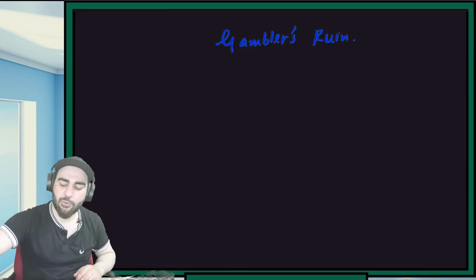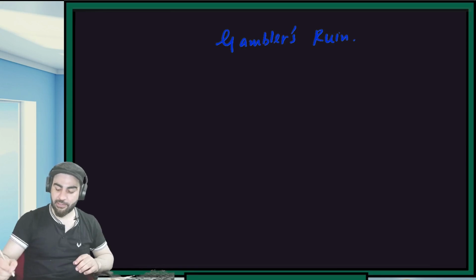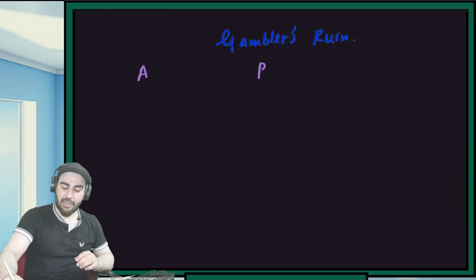The problem that we'll do next is called the gambler's ruin. So what is this problem? There are two gamblers, a gambler A and a gambler B.